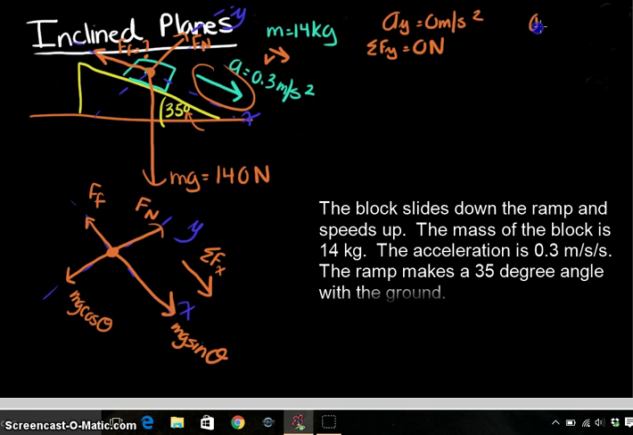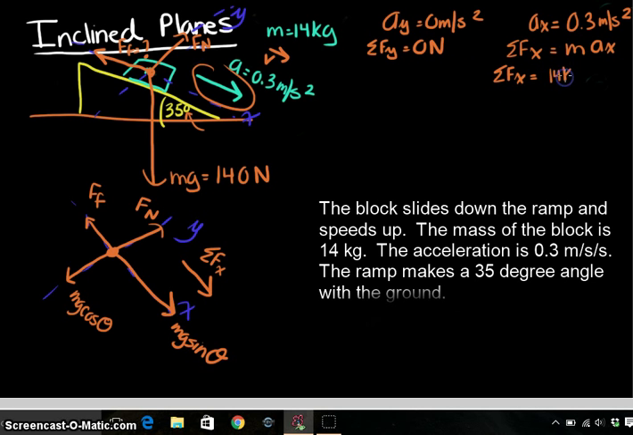So in my x direction, I've got some different things going on. I've got an acceleration this time, so I also have an F net. And the F net in the x direction can be found by doing mass times acceleration in the x direction. And I do have both of those numbers, so I'm going to go ahead and handle that.